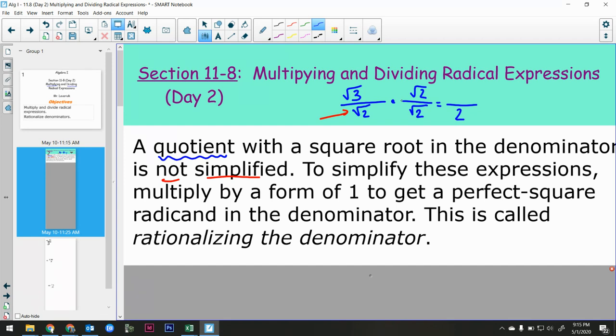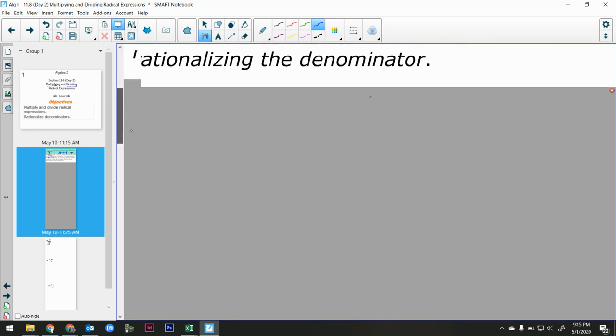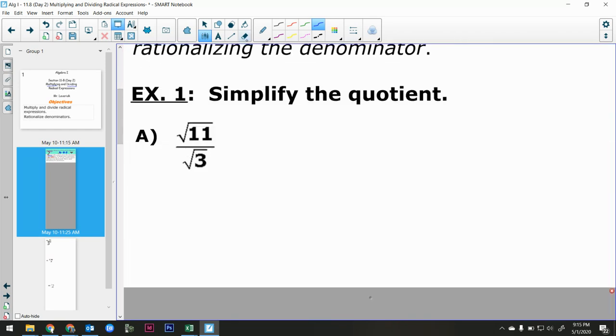Well, what's radical 3 times radical 2? Radical 6. And that is rationalizing the denominator, people. We take the radical in the denominator and we multiply it up to the numerator. And whatever we do to the bottom, we must do to the top. That is called rationalizing the denominator. So let's do that.